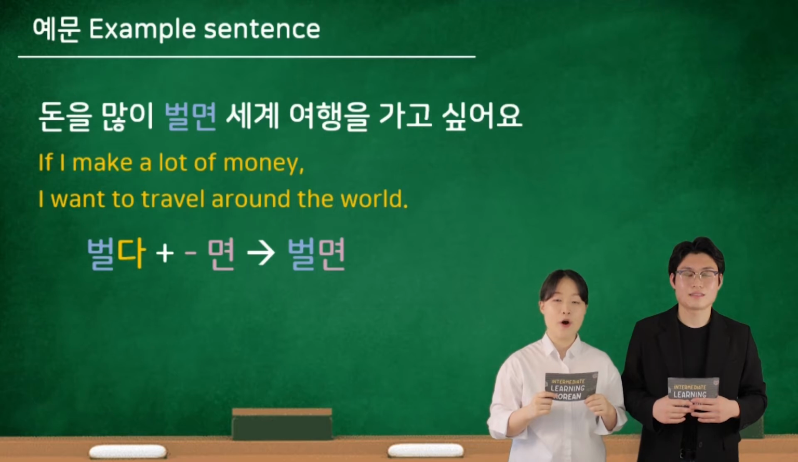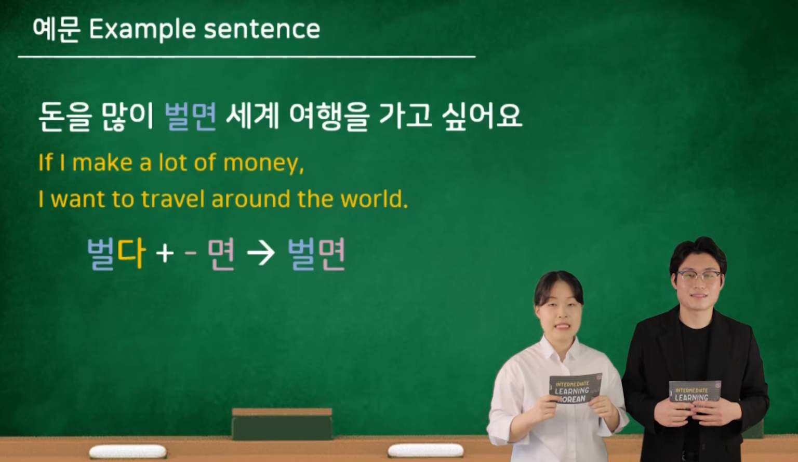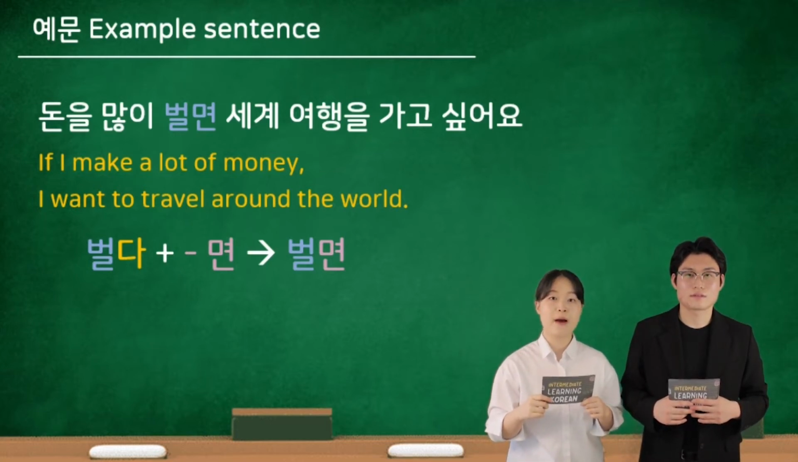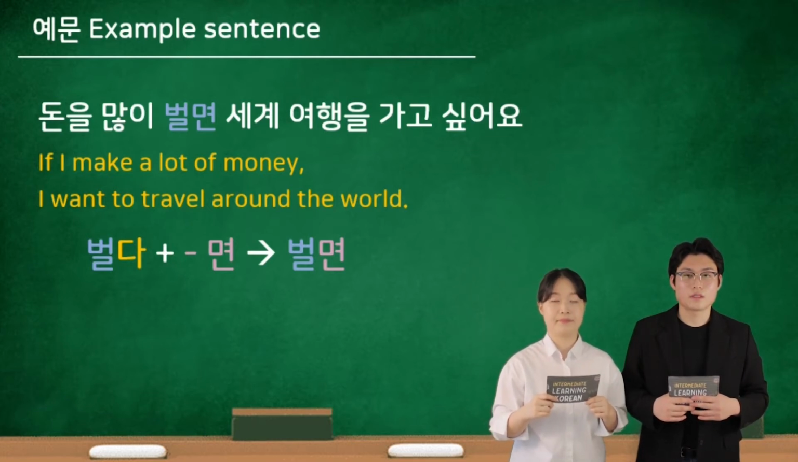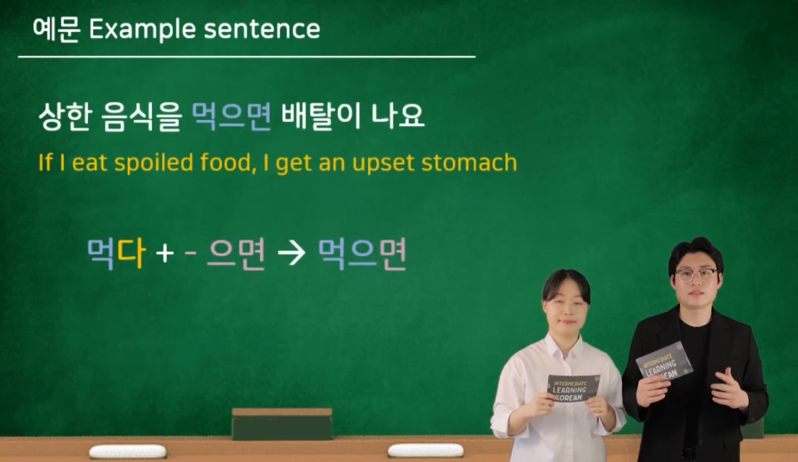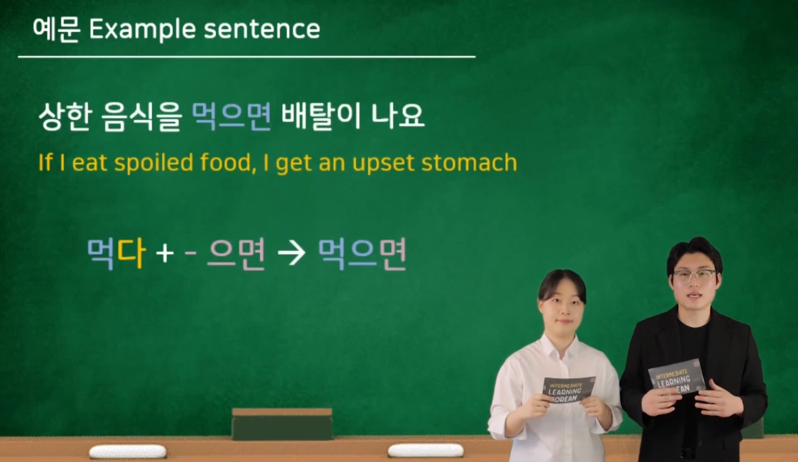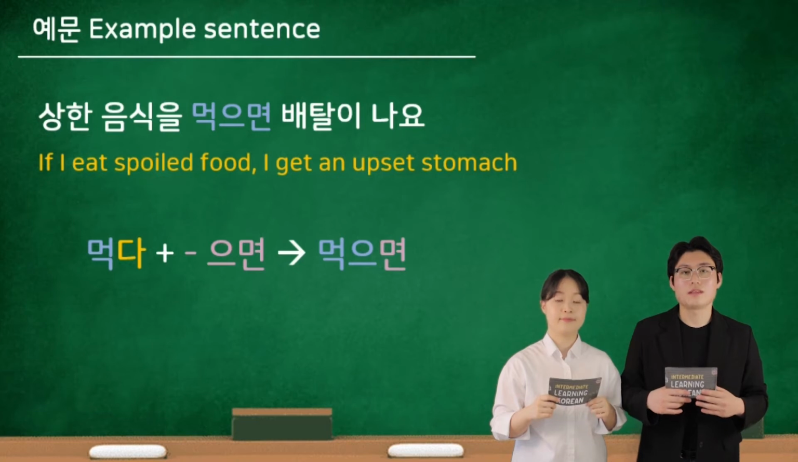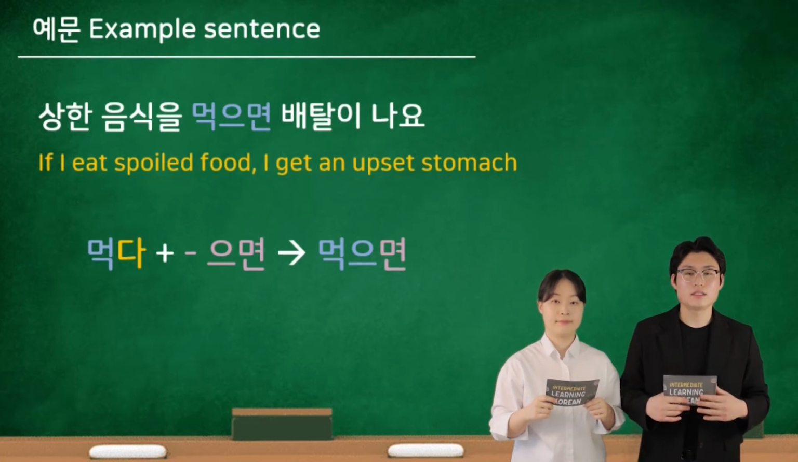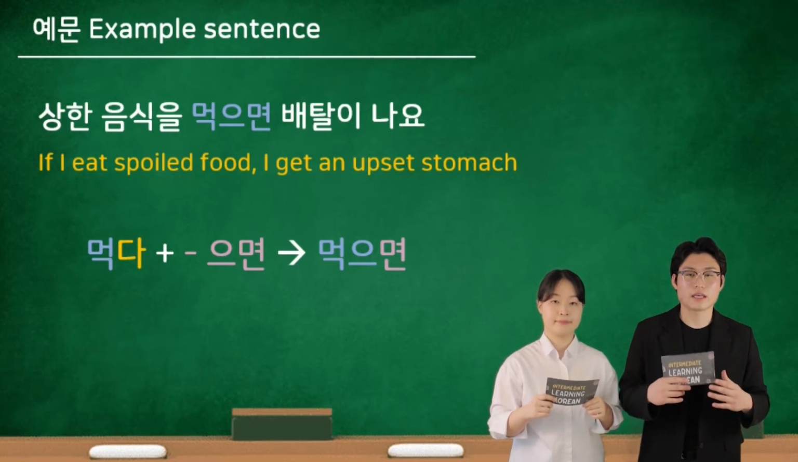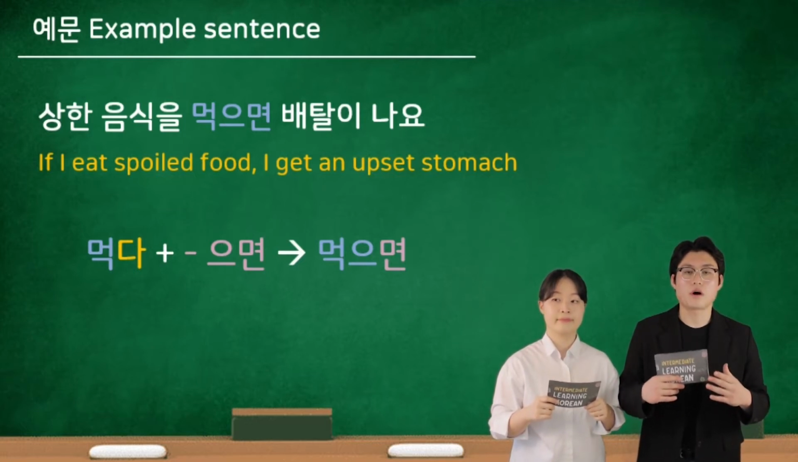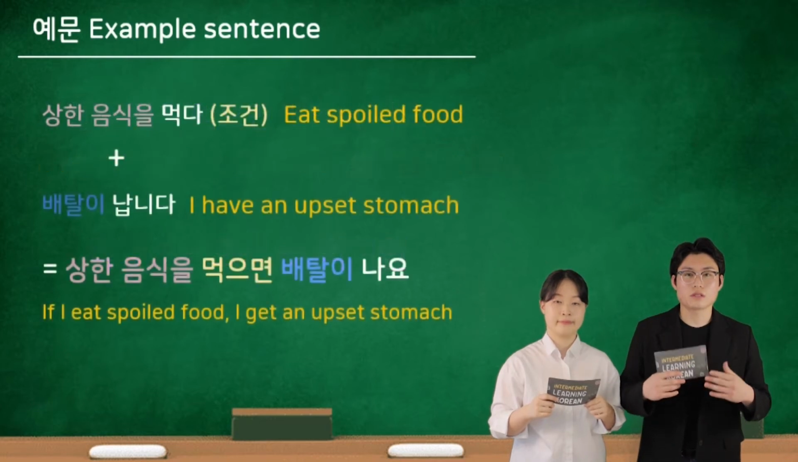으면 is used after verbs and adjectives with a final consonant. Conversely, 면 is used if there is no final consonant after the verb and adjective. And when the final consonant is ㄹ, 면 is used after the verb and adjective. Yes, then I will explain it a little more easily through example sentences.